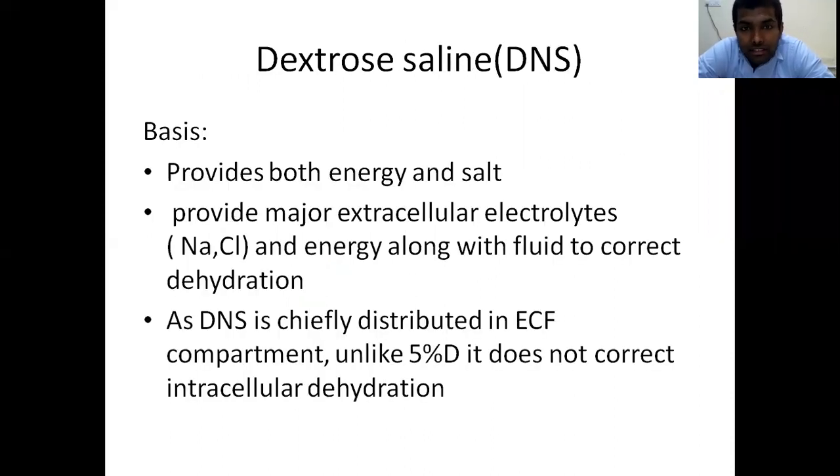Now, what is DNS, your dextrose normal saline? It provides both energy and salt. The major extracellular electrolytes like sodium and chlorine are present in this. Now, what is the difference between this and your 5% dextrose that does not contain electrolytes? This contains sodium and chlorine, and it is also giving energy.